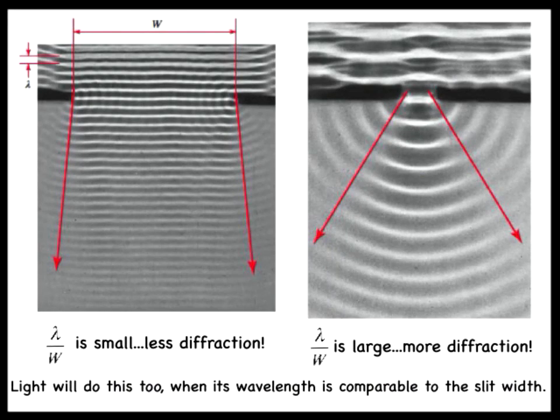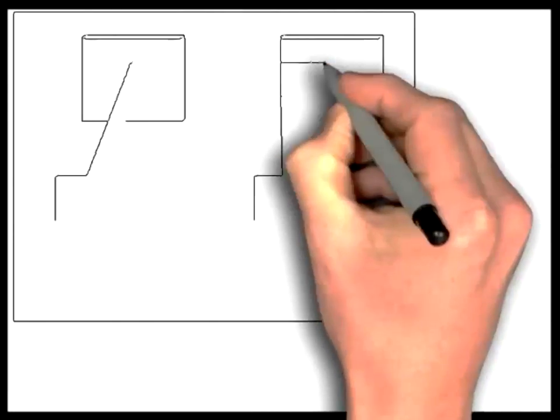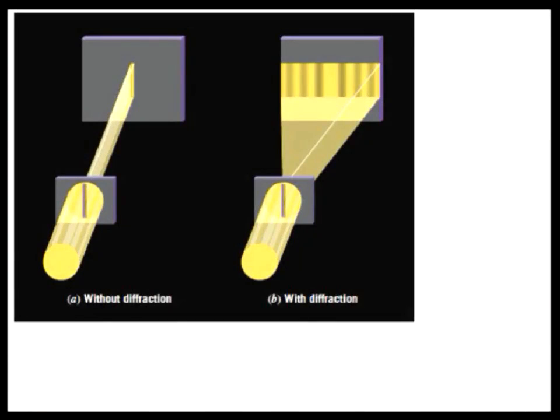We expect that light waves will do the same thing if the ratio lambda over w is made large enough. This will occur when the width of the opening is comparable to the wavelength of the light. The following figure shows parallel rays of light falling on a narrow slit and illuminating a viewing screen that is located far from the slit. Part A of the drawing shows what would happen if the light were not diffracted. It would pass through the slit without bending around the edges and would produce a single line image of the slit on the screen. Part B shows what actually happens.